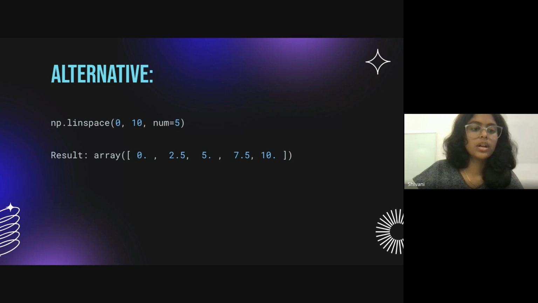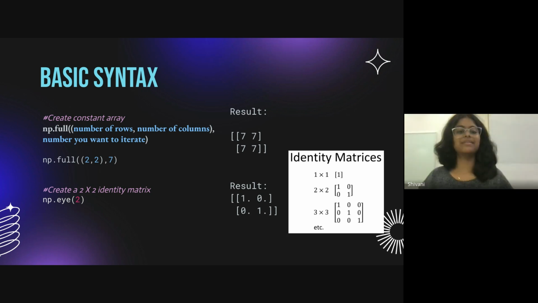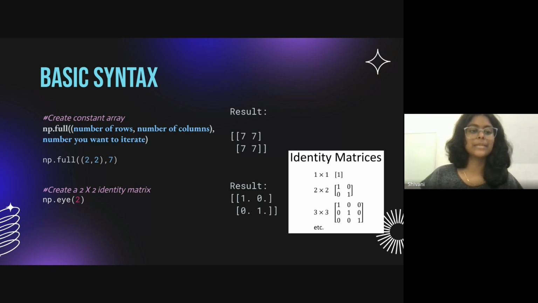Now I'm going to go through two other pretty cool syntaxes. np.full creates a constant array of shape 2 by 2, that is 2 columns and 2 rows, with the number 7. And np.zeros and np.ones are for the other numbers. Another one is np.eye, which creates an identity matrix, like in the crash course Sec 4 lesson.